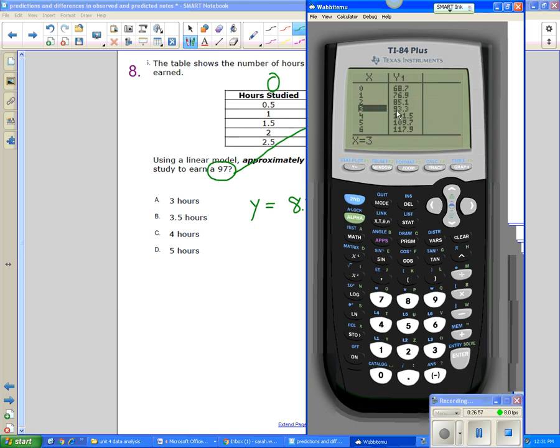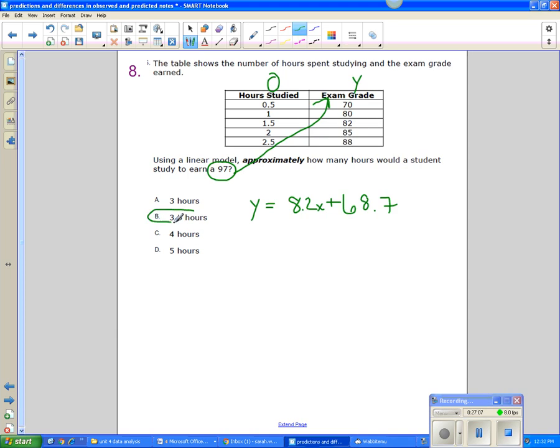All right, so they're going to make a 97 between 3 and 4. So what answer choice is between 3 and 4? Good, B, 3.5.